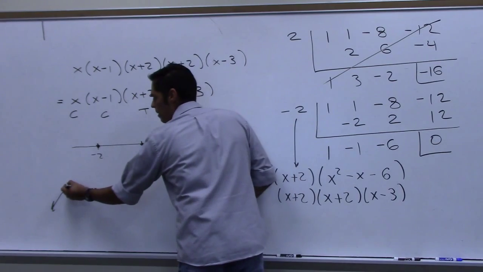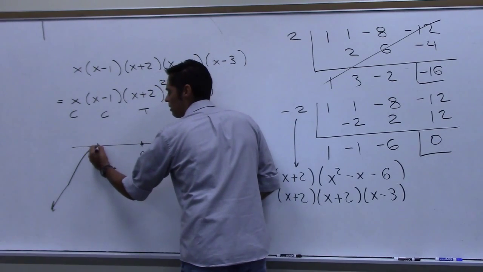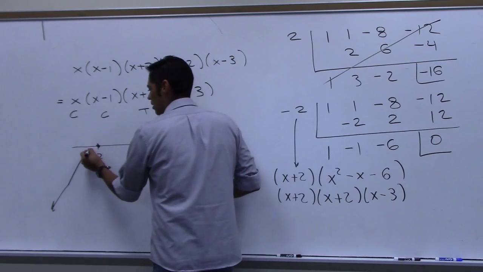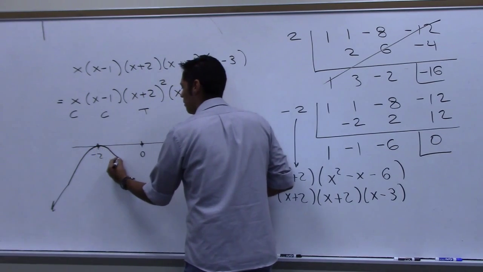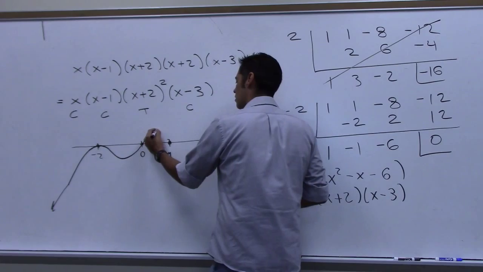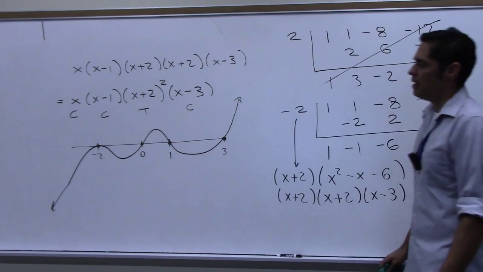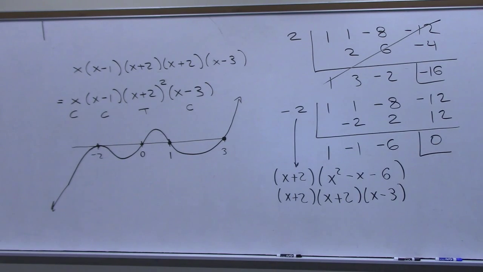So I need to come from the bottom up. I need to actually touch here. And then from there, cross through, cross through, cross through. So that's what it would look like. If we sketched it, that's the general look of the graph.